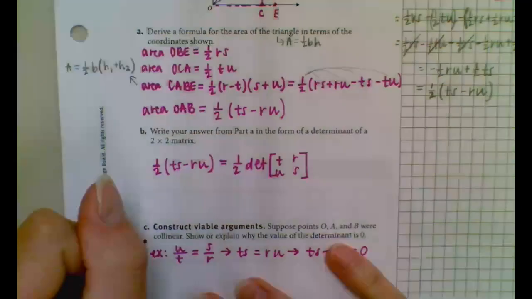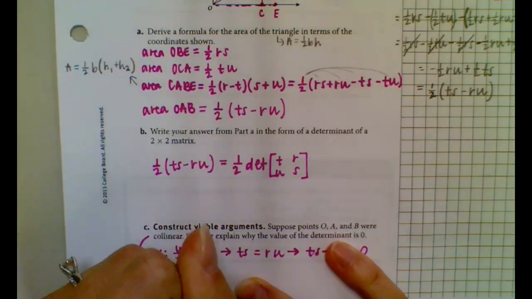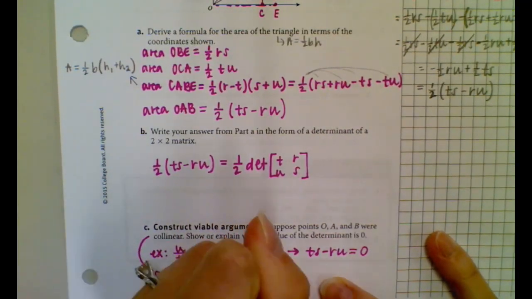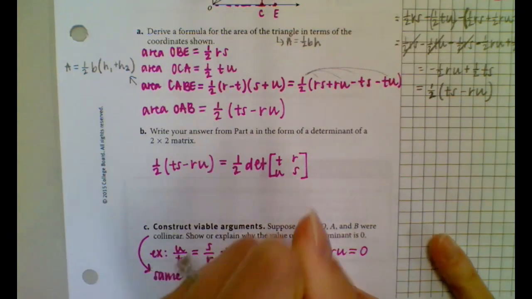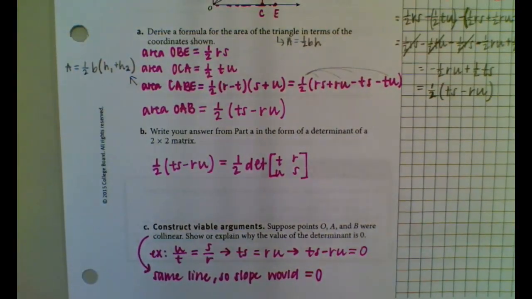which means that they have the same line. So slope would equal 0. And there's like a little example of why that occurs.